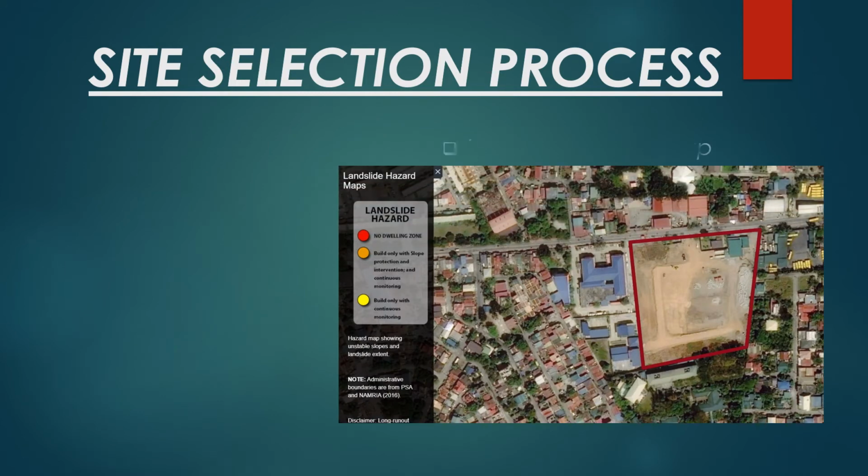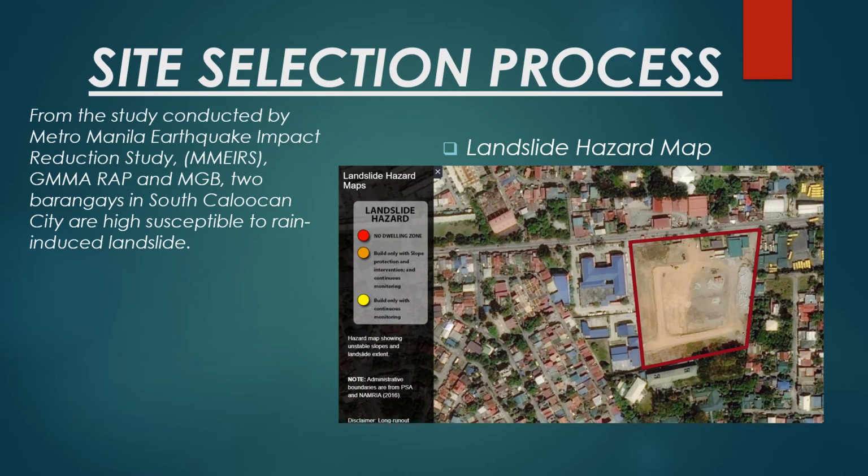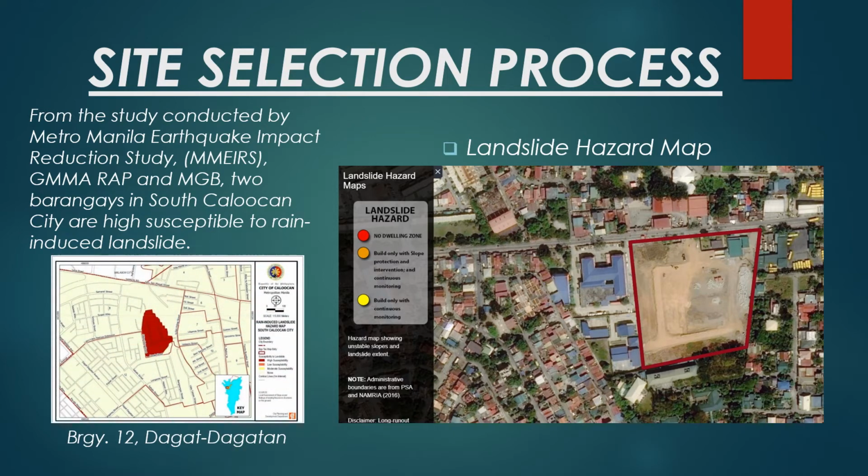And this is the landslide hazard map of the site. From the study conducted by the Metro Manila Earthquake Impact Reduction Study, GMMA, RAP, and MGB, 2 barangays in South Caloocan City are highly susceptible to rain-induced landslide, including our Barangay 12 Dagat-Dagatan. And the other one is Barangay 8.